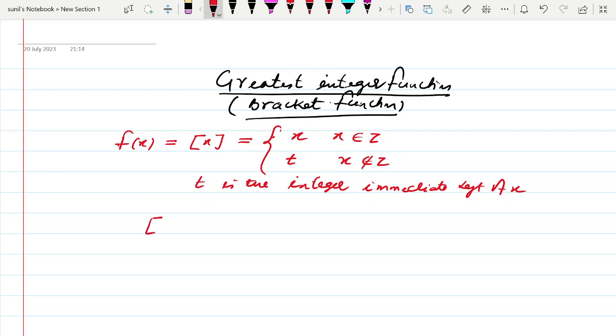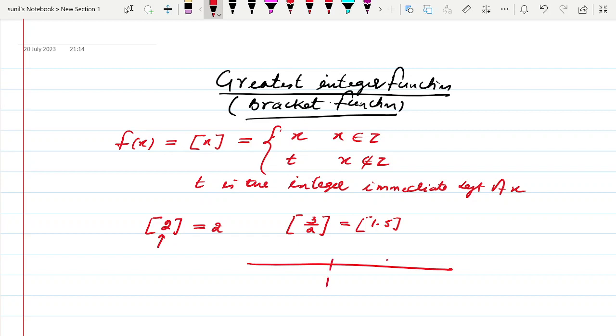Suppose I am writing bracket of 2. Now inside this bracket, this 2 is an integer, so it will give you the value 2. Suppose you are giving greatest integer of 3 by 2. That is nothing but 1.5. Now see, this is not an integer, so you have to write the integer immediate left of 1.5. That is coming out to be 1.